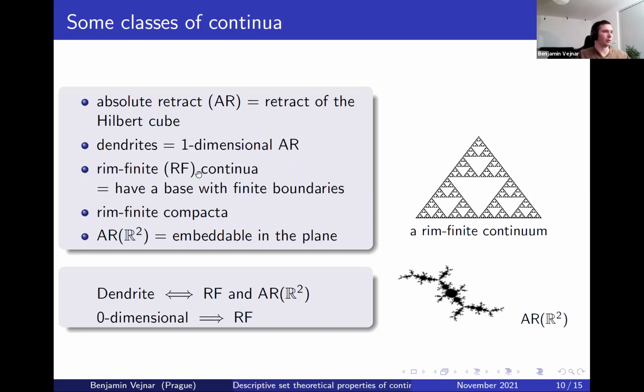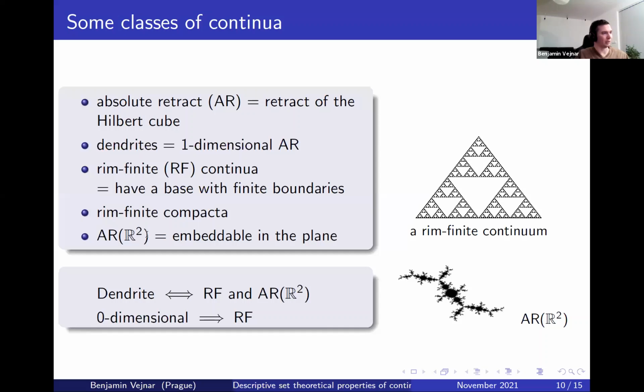Ring finite continua are continua which have a base with finite boundaries. So for example, this Sierpinski triangle is a nice example of a ring finite continuum because, well, for any point, we can find some small triangle as a neighborhood. And of course, its boundary has at most 3 points. So that's why it is ring finite. Okay, ring finite compacta, that's clear.